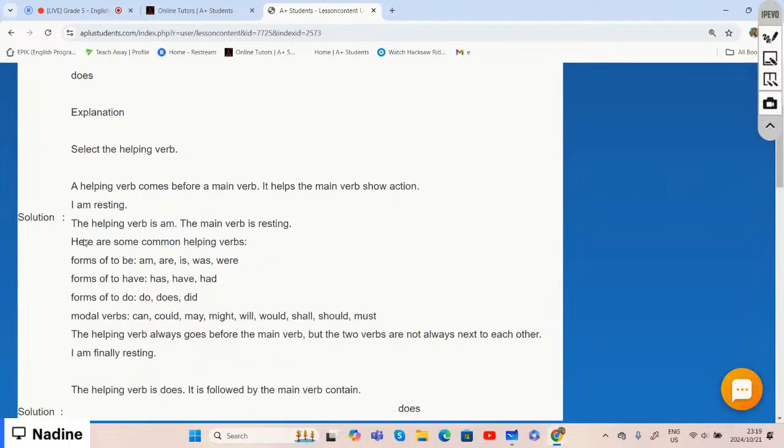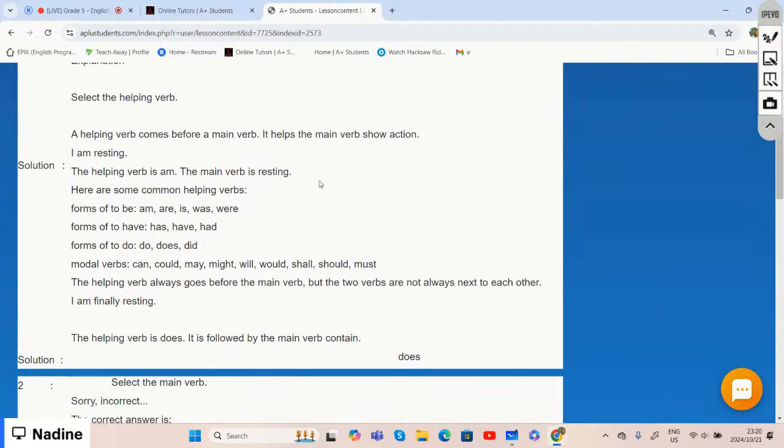All right, so we said a helping verb comes before the main verb and it helps the main verb to show action. And then we made an example of I am resting. Resting being the main verb, am being the helping verb that comes before the main verb resting.